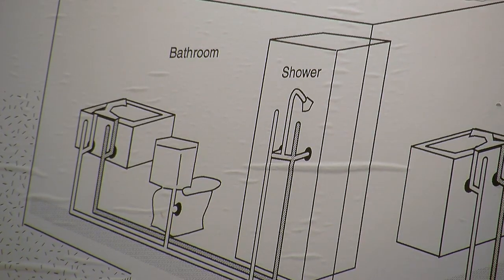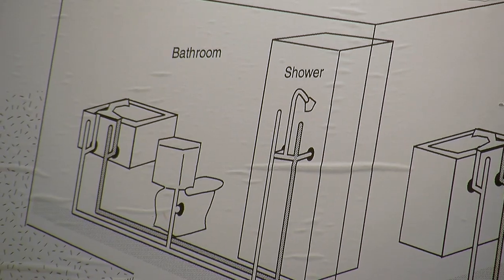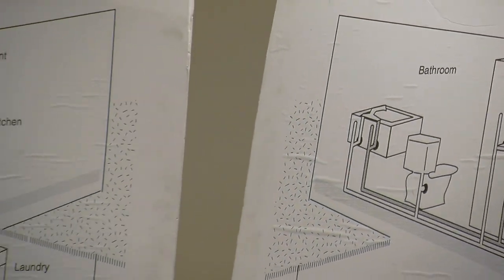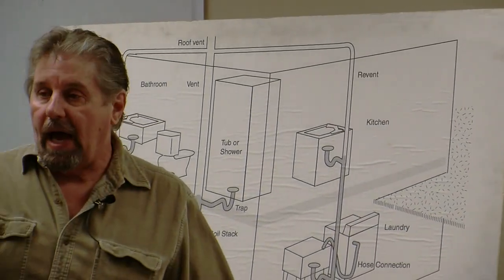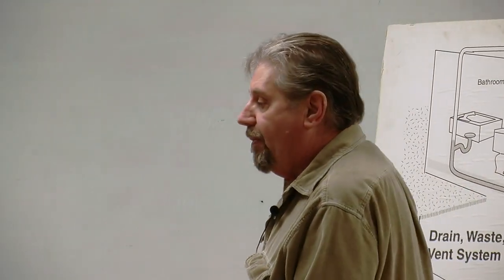So basically, that's how the water system works. It's pretty simple, pretty straightforward. Just run hot and cold at each fixture where you need them. And so now what we'll talk about is the type of water lines.